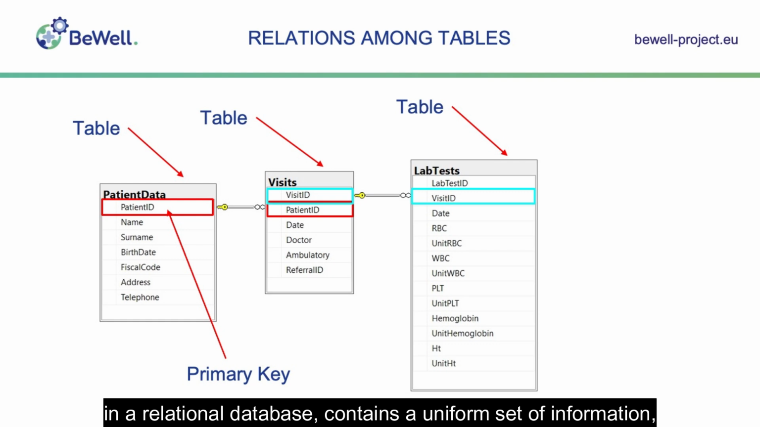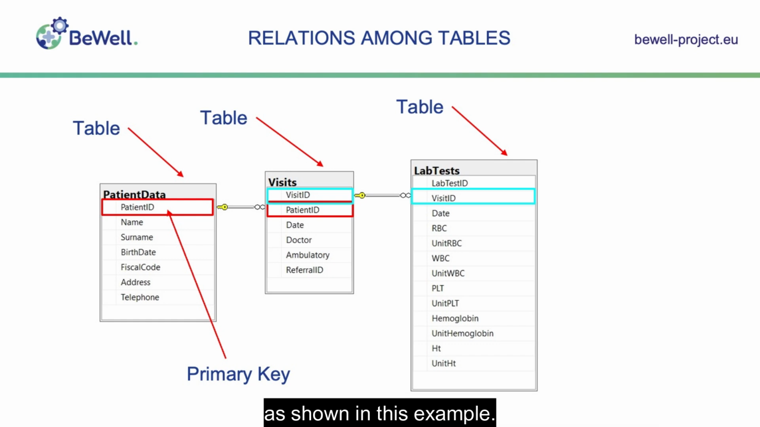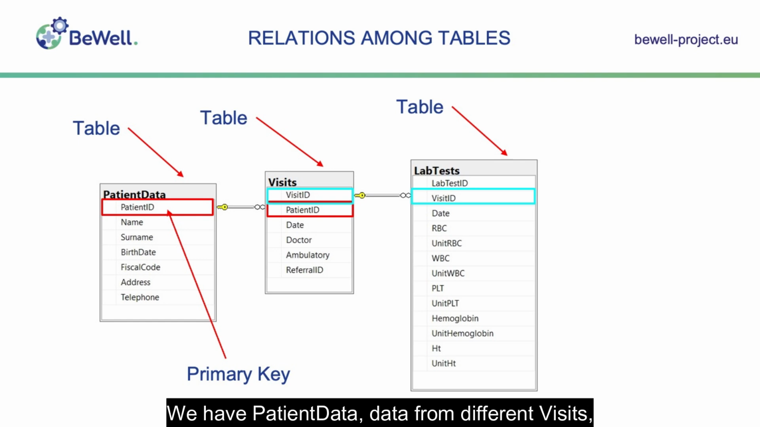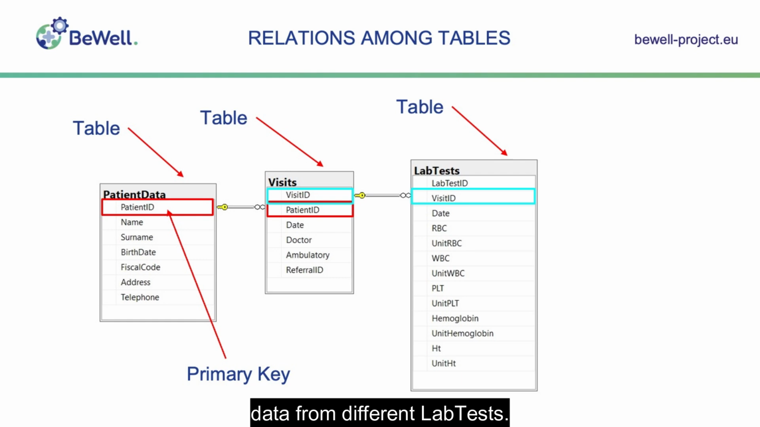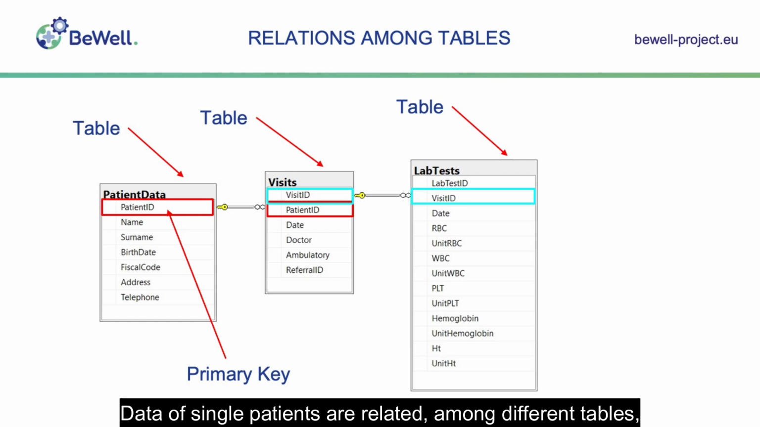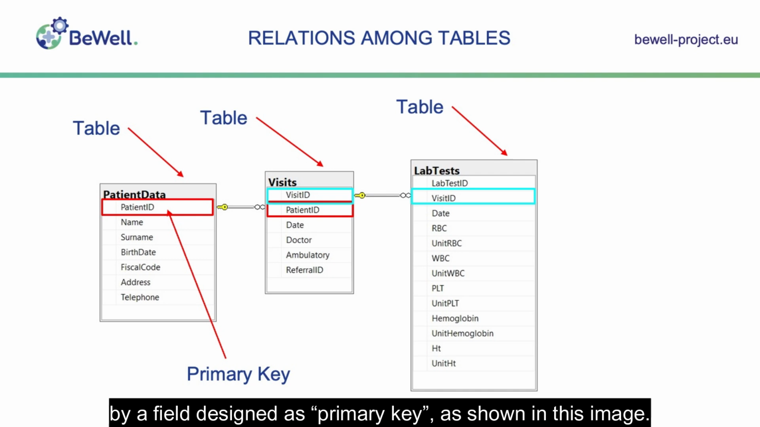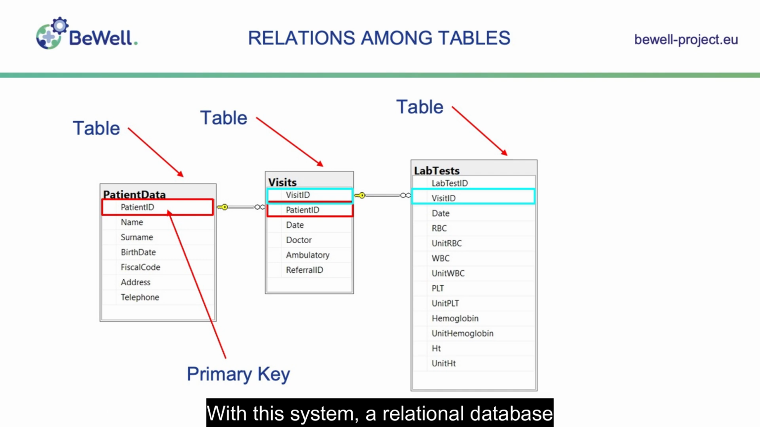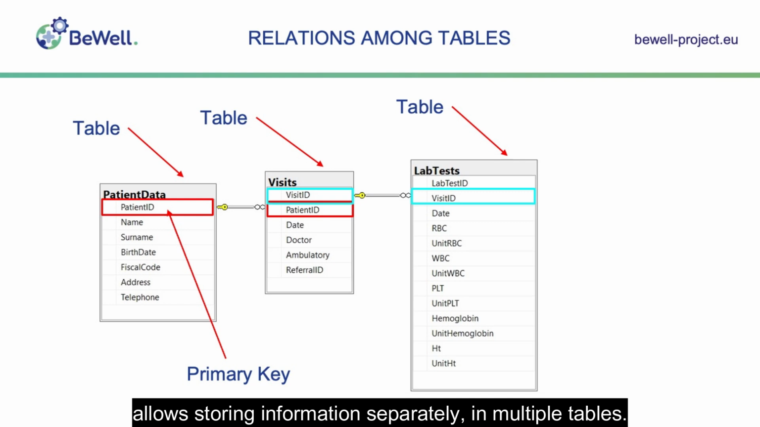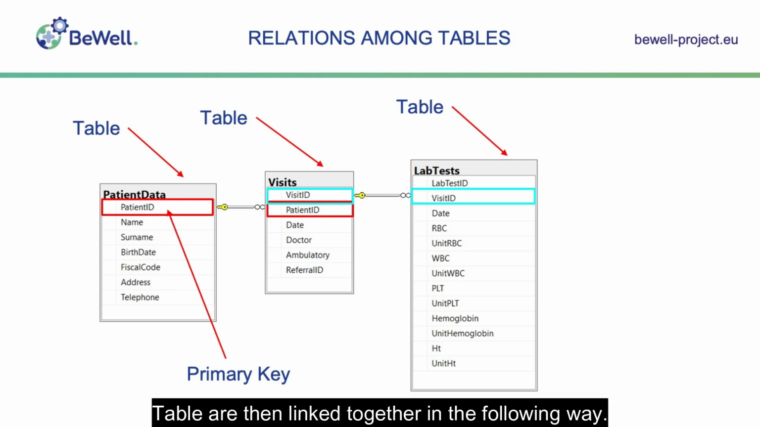Each table in a relational database contains a uniform set of information, as shown in this example. We have patient data, data from different visits, data from different lab tests. Data of single patients are related among different tables by a field designated as primary key, as shown in this image. With this system, a relational database allows storing information separately in multiple tables. Tables are then linked together in the following way.